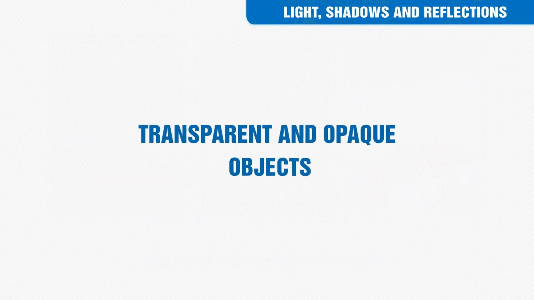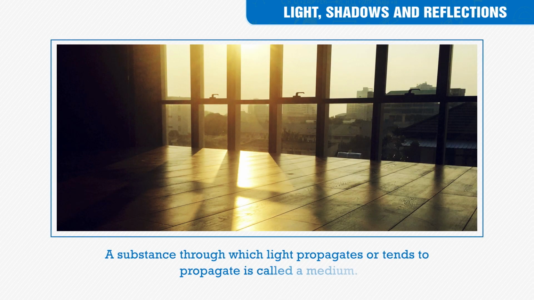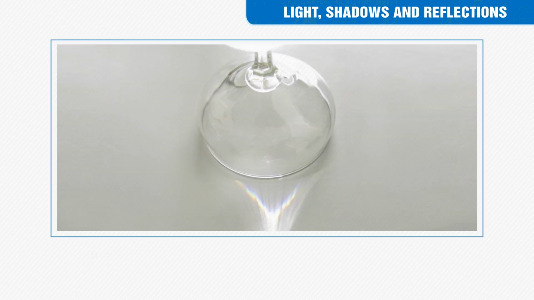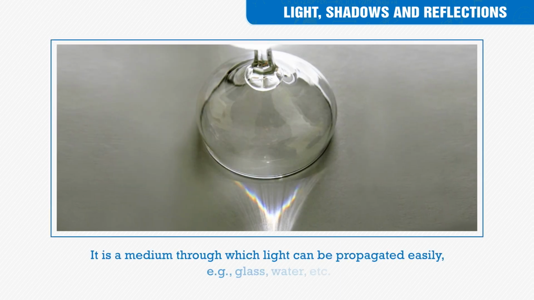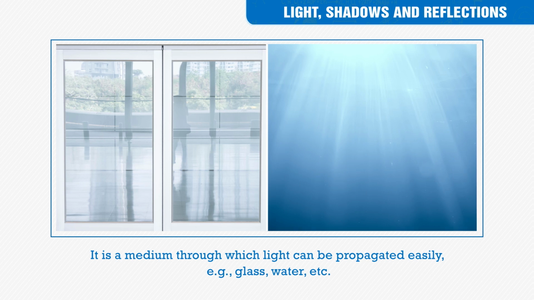Transparent and opaque objects. A subject through which light propagates or tends to propagate is called a medium. It is of the following three kinds. Transparent. It is a medium through which light can be propagated easily. Example, glass, water, etc.